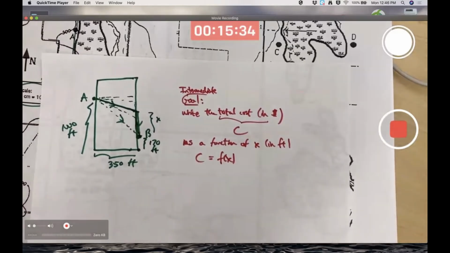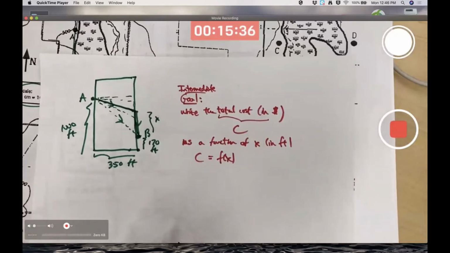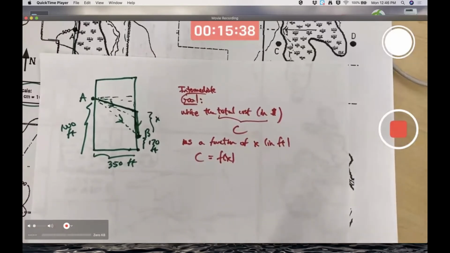And if we can write it as a function of X, we could do various things with that function. We could graph it, see where the minimum is, if there is a minimum, a low point on the graph. Maybe use calculus to find that minimum point.